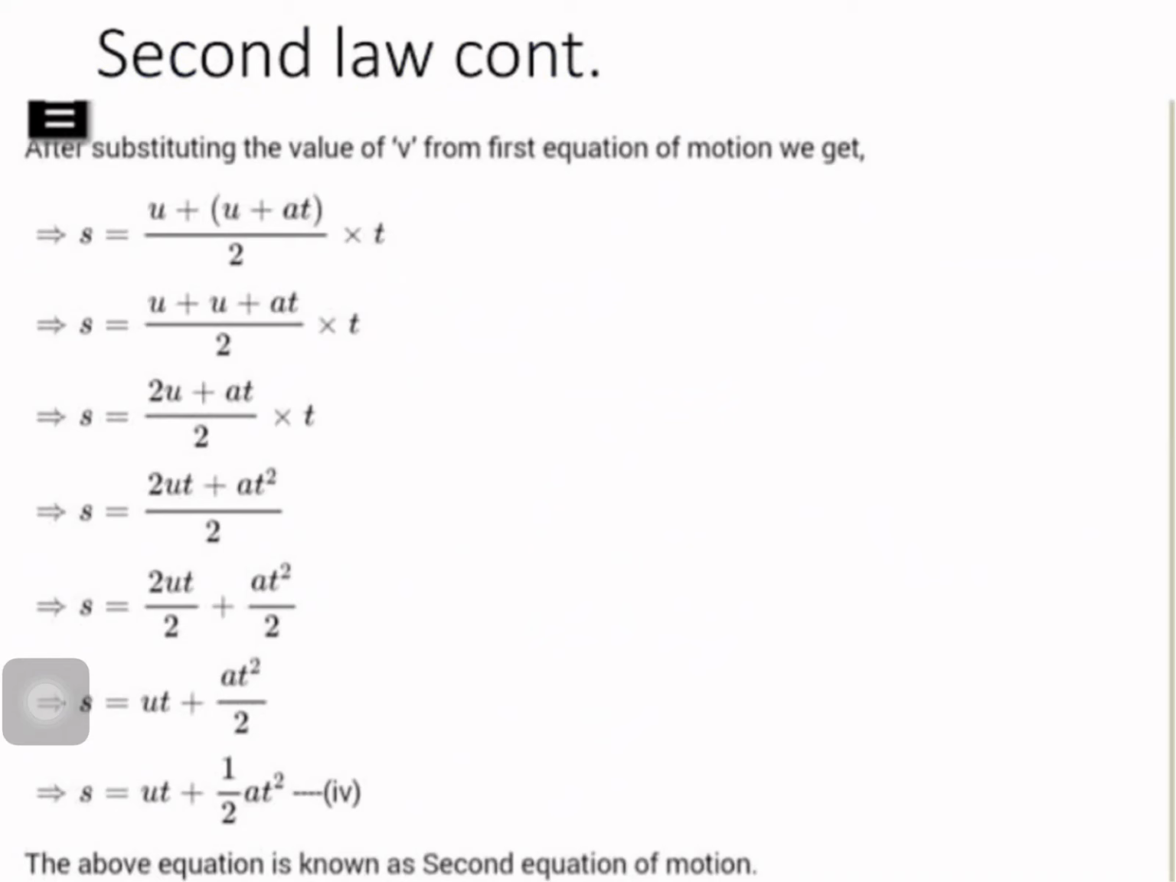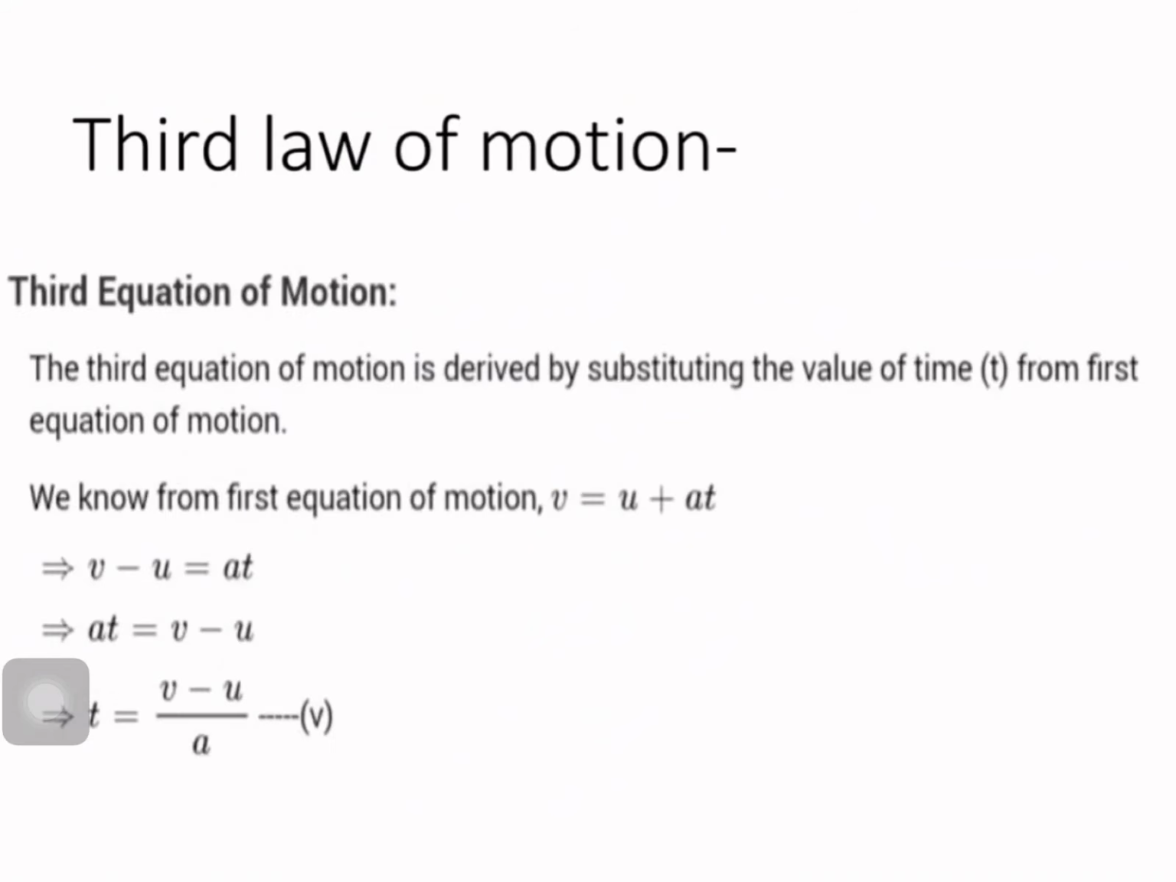But here, only one thing: you have to substitute the value of v. What is v? Already familiar from the first equation, v equal to u plus at. Just substitute the value of v, and then you can derive it. s equal to u plus at by 2 into t. Then you rearrange the equation, and you will get s equal to ut plus half at square. This is the way you can derive the second equation.